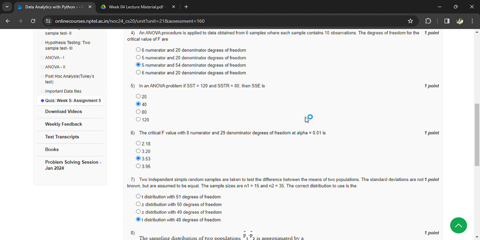Two independent random samples are taken to test the difference between the means of two populations. The standard deviations are not known but are assumed to be equal. The sample sizes are N1 is equal to 15, N2 is equal to 35. The correct distribution used is the T distribution with 48 degrees of freedom.